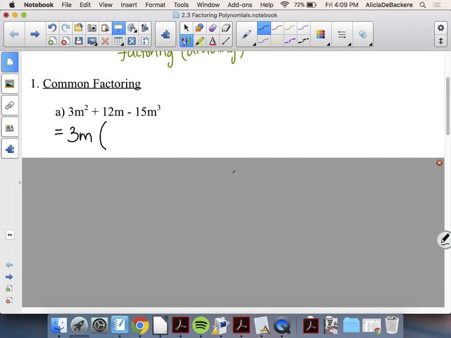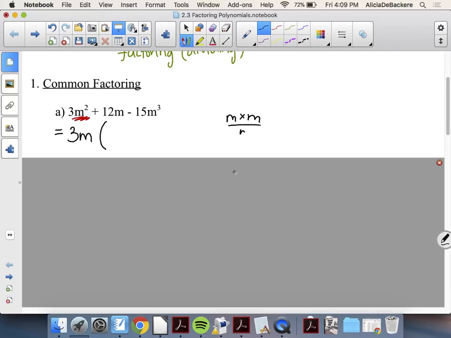So now what I'm going to do is divide each of those 3 terms by 3m. And that's going to tell me what I would need to multiply together to get back to my original expression. So my first term was 3m squared, and I'm thinking about dividing it by 3m. So 3 divided by 3, I'm dividing the coefficients, is 1. You can write that down if you want to. And then m squared divided by m. You might be remembering your exponent laws, which tell you can subtract exponents when you're dividing. Or you might just be thinking, well, m squared, that's m times m.